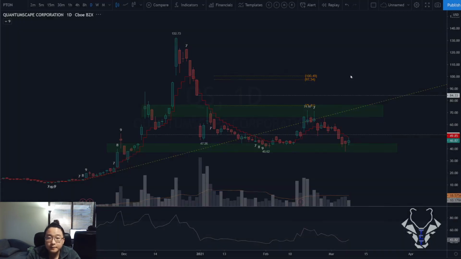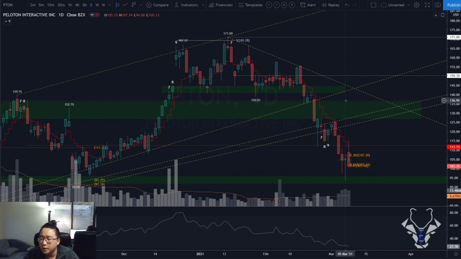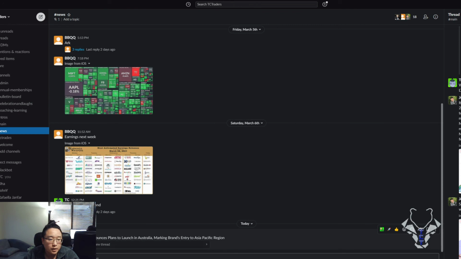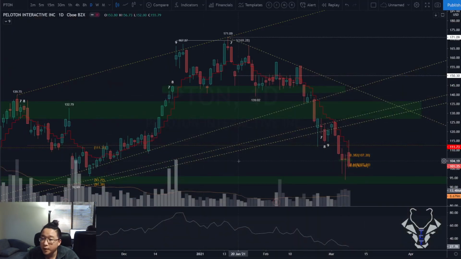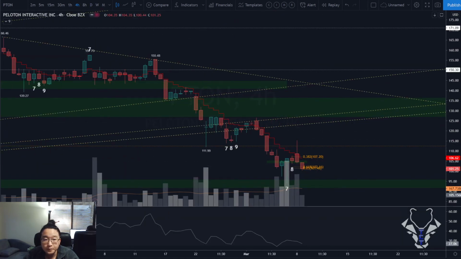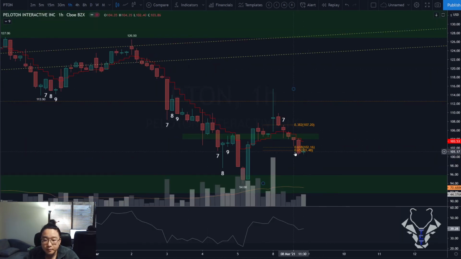Next, PTON. We got news after hours about them going into, let me do a quick check here. Plans to launch in Australia, marking the brand's entry to the Asia Pacific region. And thank you, Wing, for sharing that. So after hours, we were trading up. I can't remember what the price was, but essentially we closed right at the GP today. No, we lost it a little bit.